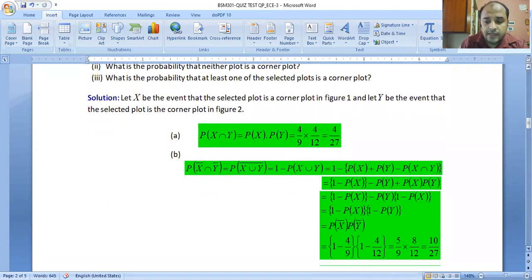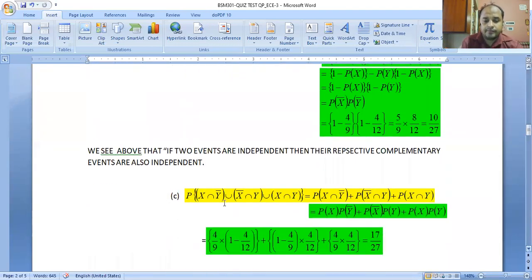So there are three possibilities. What are these possibilities? At least one plot is a corner plot. In the first selection, a corner plot appears, X. But in the second selection, the plot is not a corner plot. So here is one possibility, X intersection Y bar, which is represented by union. First selection, no corner plot. Second selection, corner plot. So that is another possibility. Or, represented by union, both selections represent corner plots.